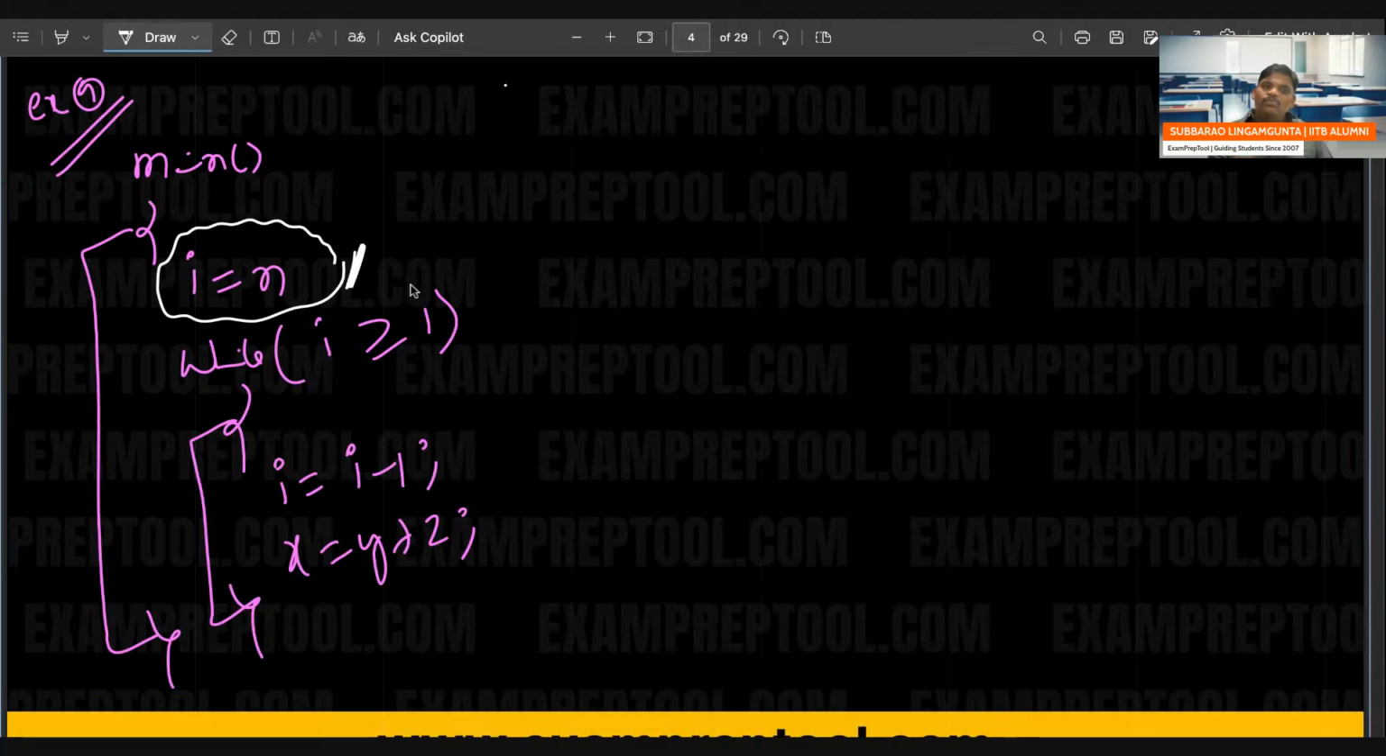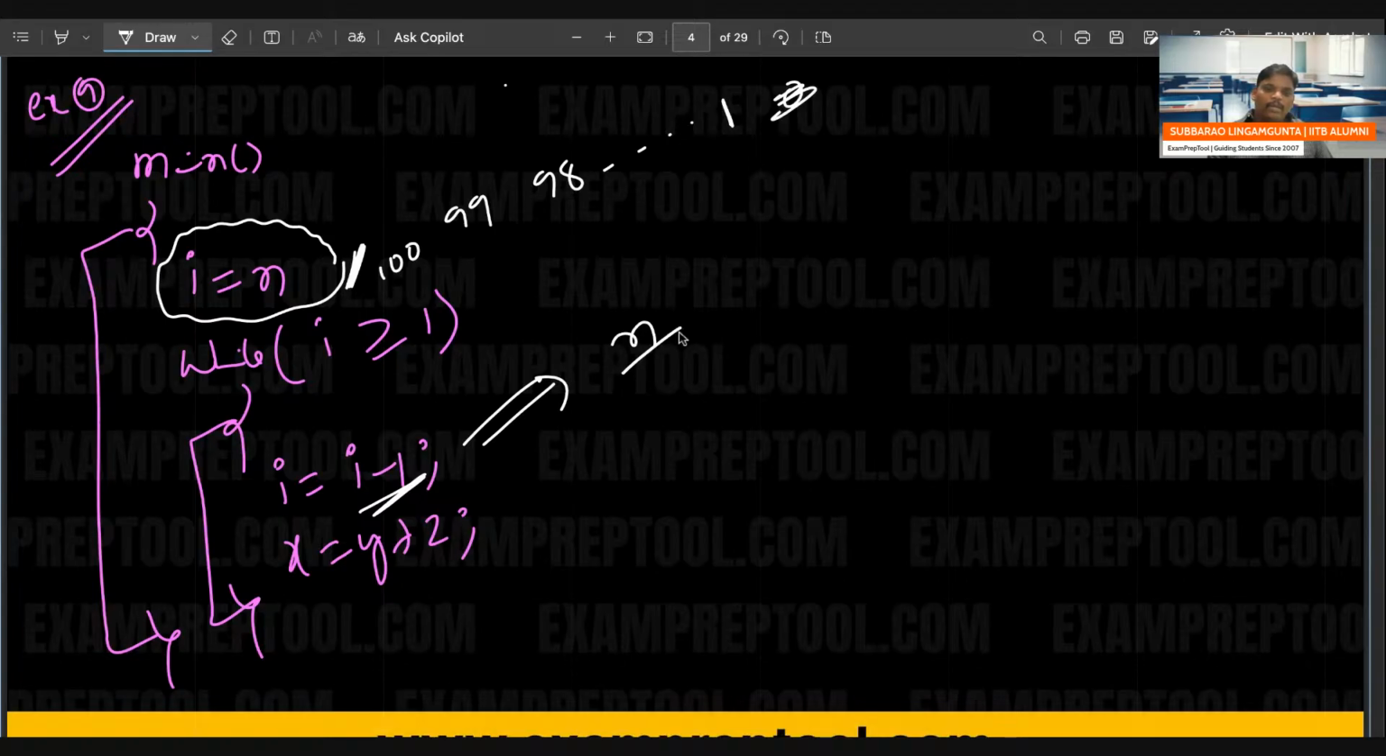What is the answer? Assume that n value is 100. 100 greater than 1? Yes. 99 greater than or equal to 1? Yes. 98 greater than or equal to 1? Yes. Continue like this. 1 greater than or equal to 1? Yes. Afterward 0. 0 greater than or equal to 1? Fail. So I think this is also going 100 times, because always you are subtracting by 1. So this loop will go n by 1 time.